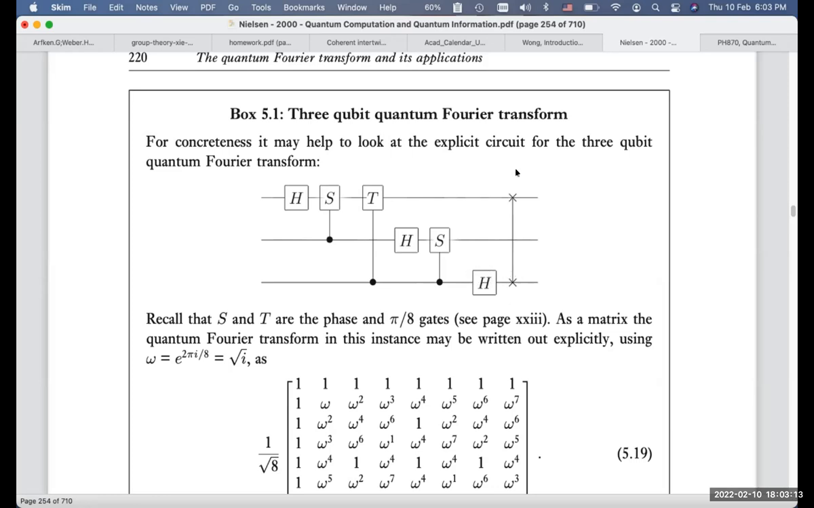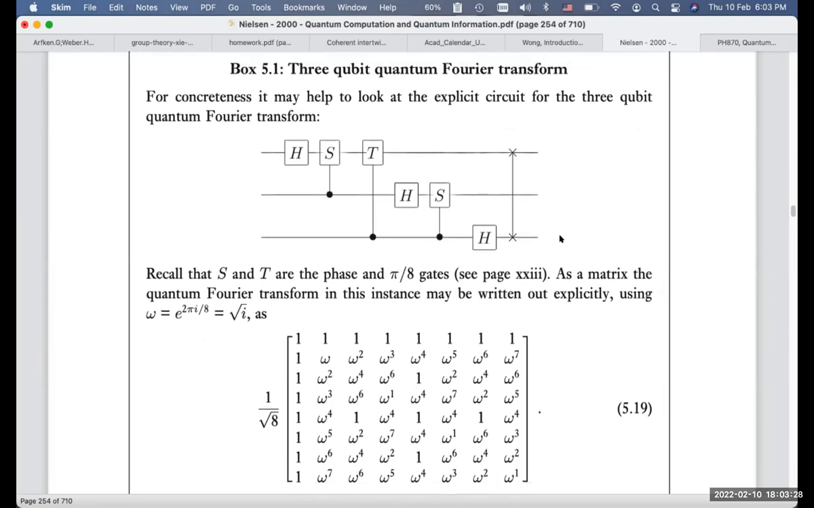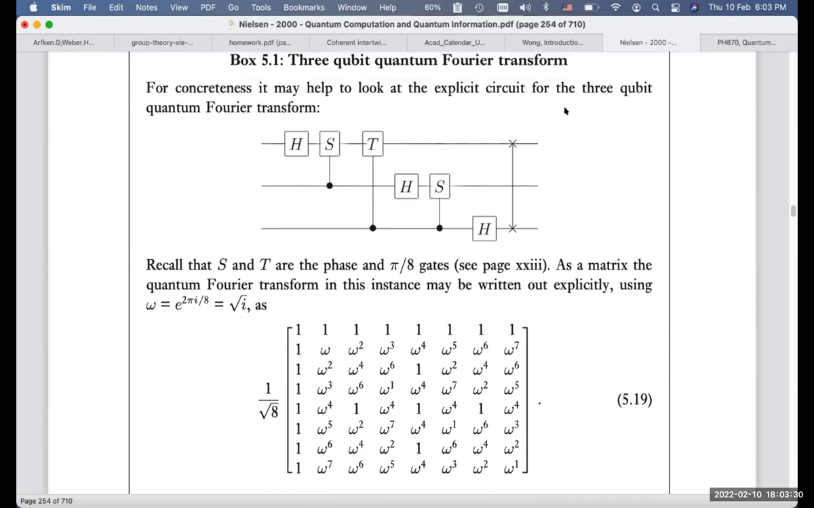And then finally, you have to swap. Here, you can swap the first and last qubits. And when you swap that, you're done, because the middle qubit remains unchanged. So this is the quantum Fourier transform.